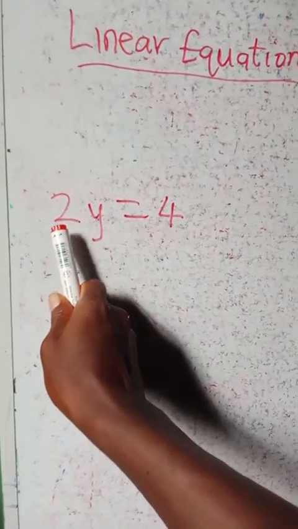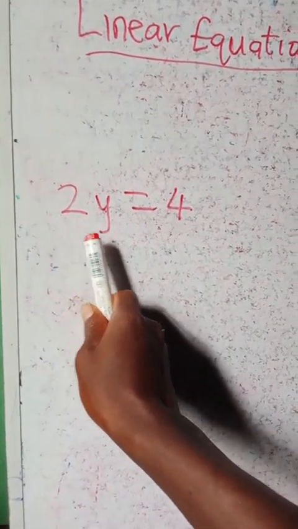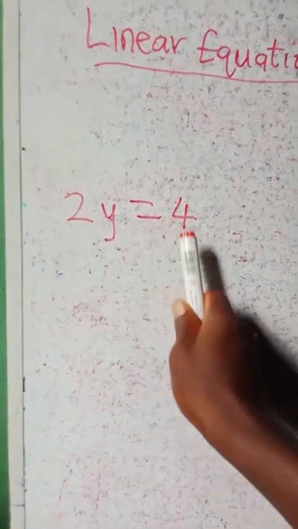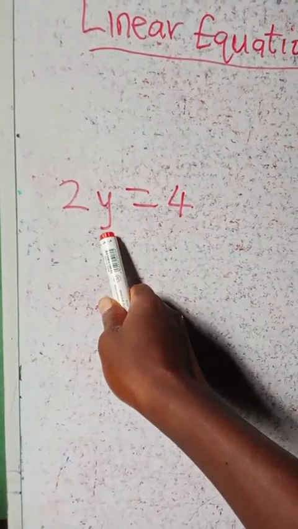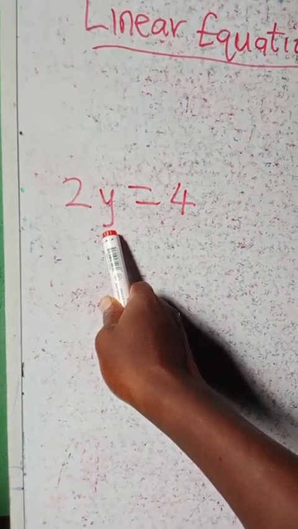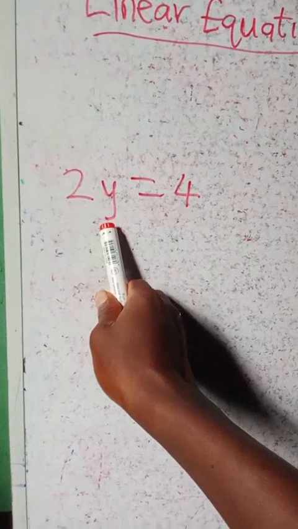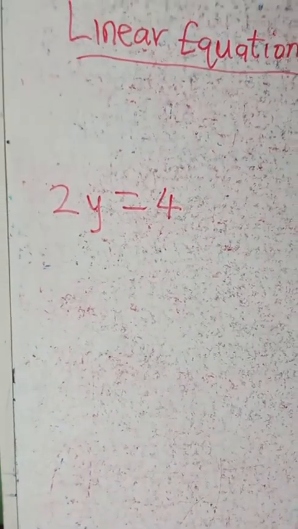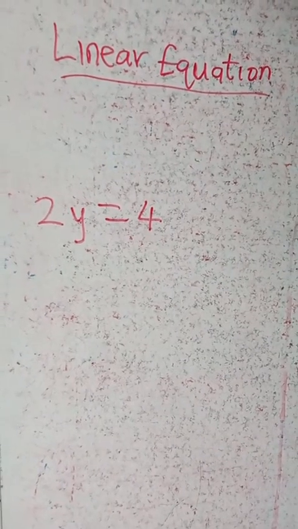Now, 2y means 2 times y, okay, is equal to what? 4. But y is not a number. So how can you determine that? Y is not a number, and you are told that 2 times y is 4. How is that possible? So in mathematics, we have a pattern to express it.